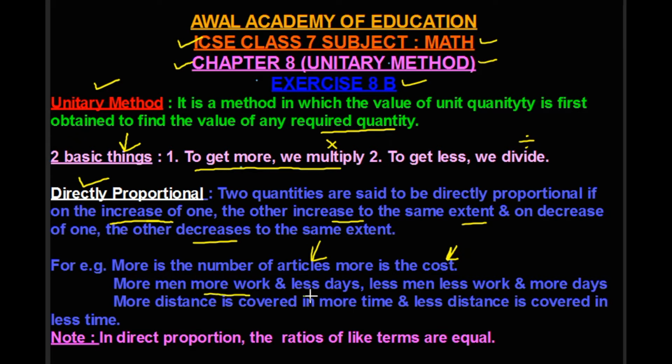In the same way, more men will do more work and will consume fewer days, and fewer men will do less work and will take more days. In the same way, more distance is covered in more time and less distance is covered in less time. This is directly proportional. One thing you have to keep in mind in proportion is that the ratios of like terms are always equal. Now we will move on to the exercise 8B.